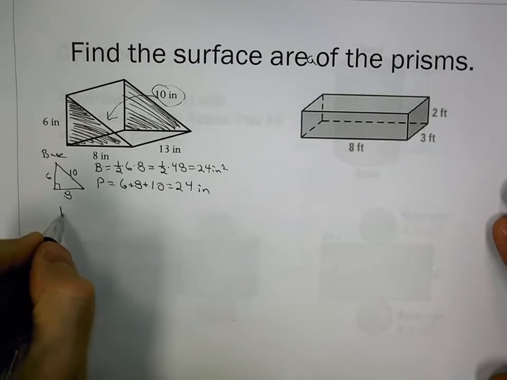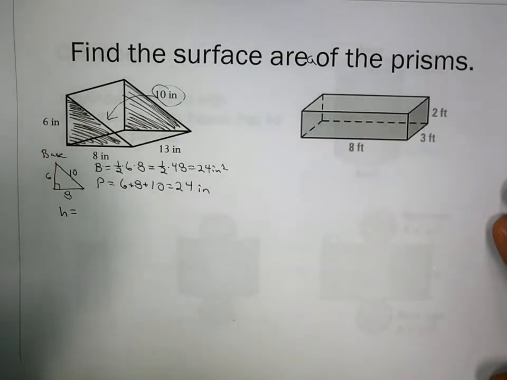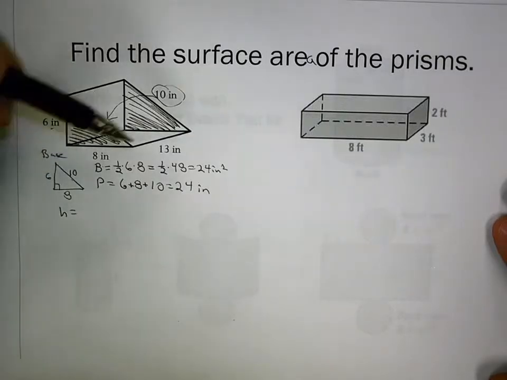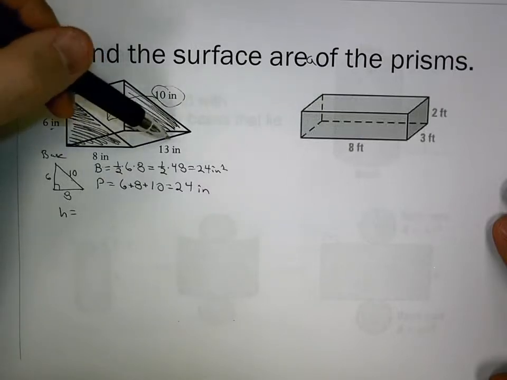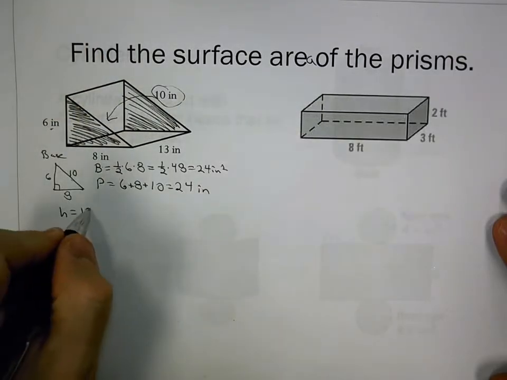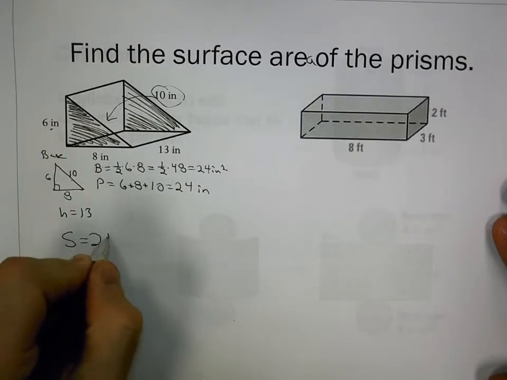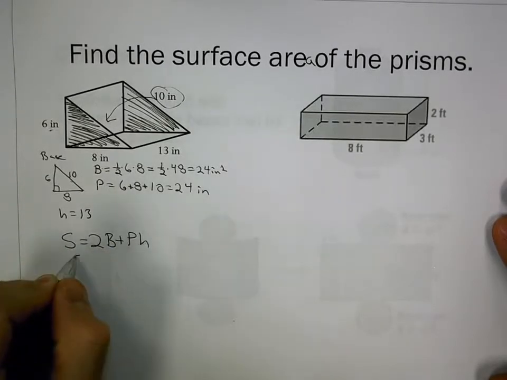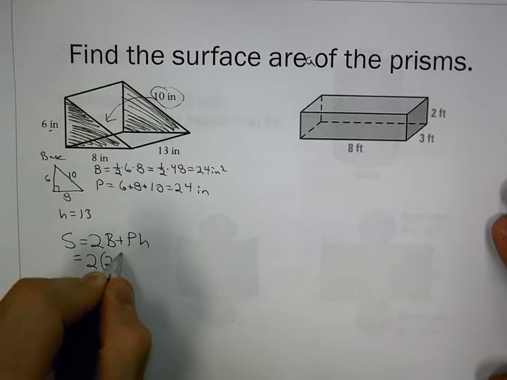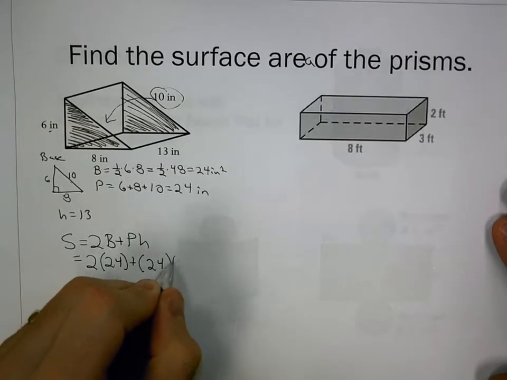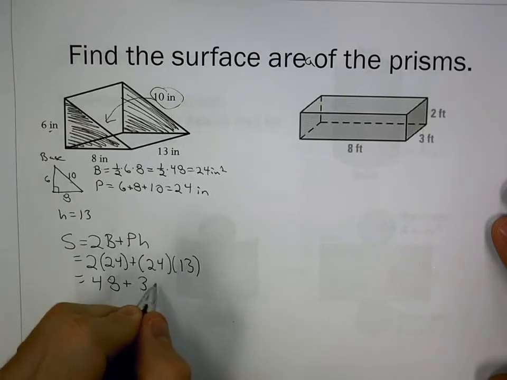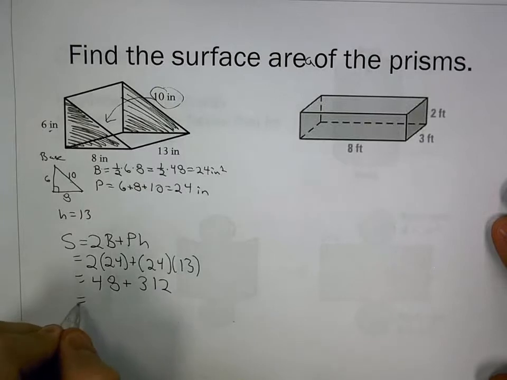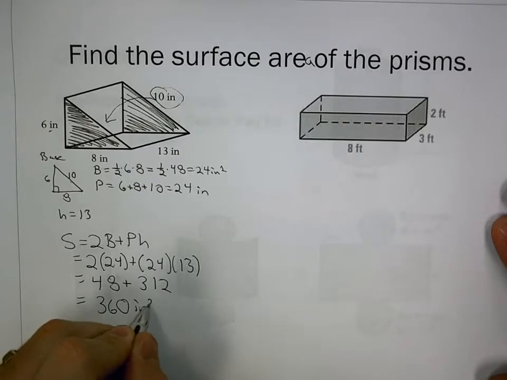Last thing we need is the height. Now the height of the prism is the distance between the bases. So it's really tempting to look at the 6 because it represents a height, but the height of the prism is that distance between the bases. It needs to be 13, also the value we haven't used yet. So we write our formula out, plug in our values. We get 2 times 24 is 48. 24 times 13 is 312, and that gives us 360 inches squared.